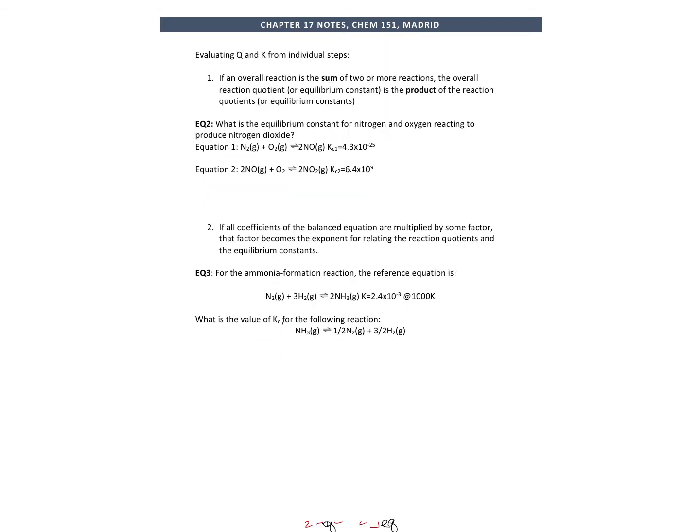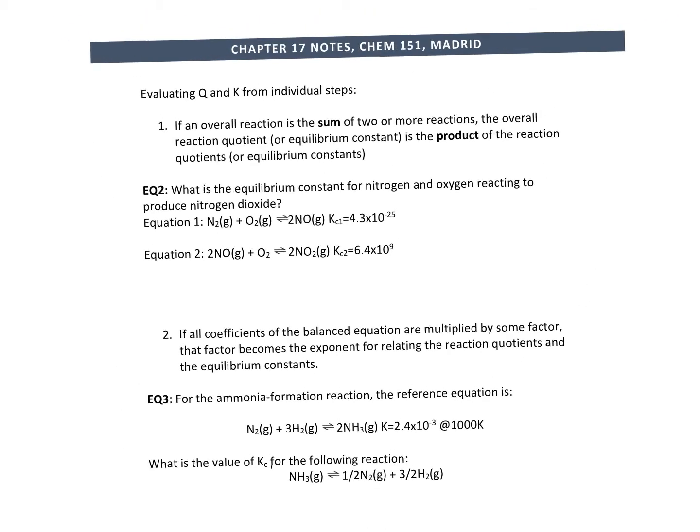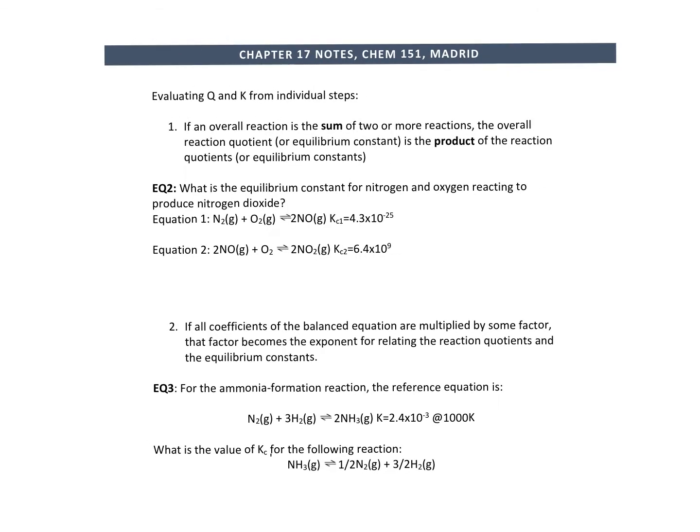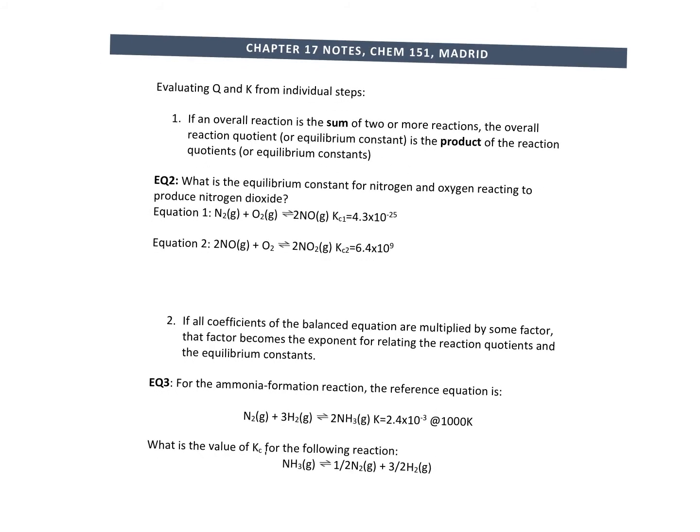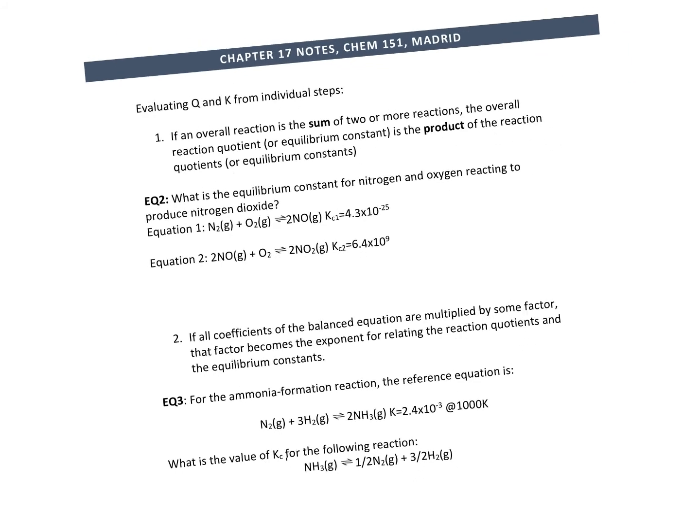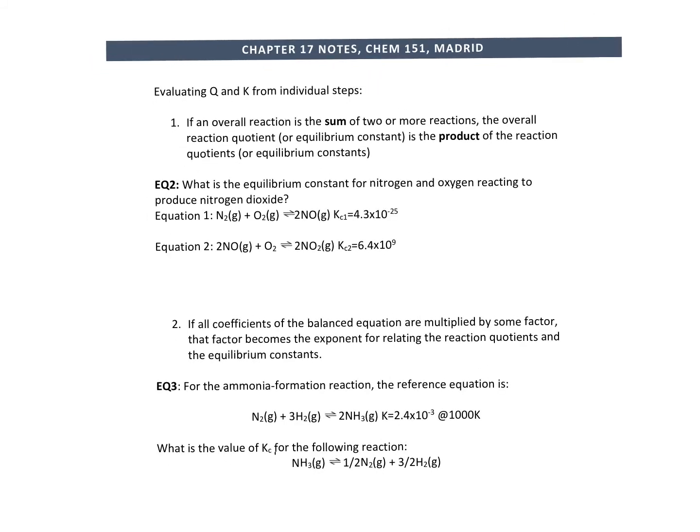Okay, so how do I evaluate Q and K from given Q and K values of different reactions? There are two different ways that I can evaluate Q and K from individual steps or from other reactions that I do have available to me. Let's make this a little bit bigger. Okay, so two notes on this. We're going to do a calculation for each note.